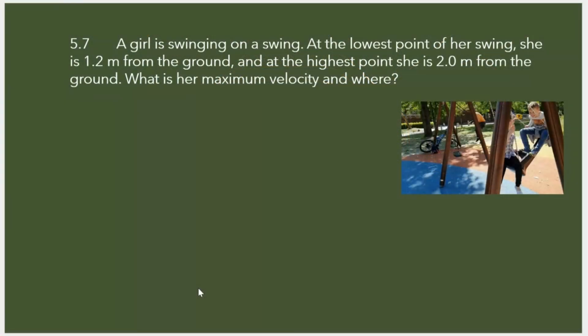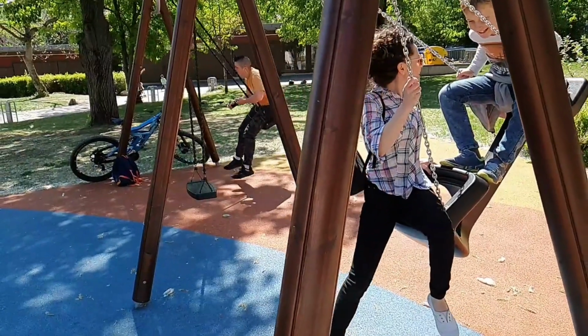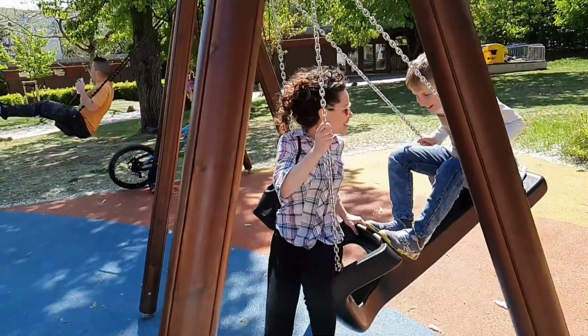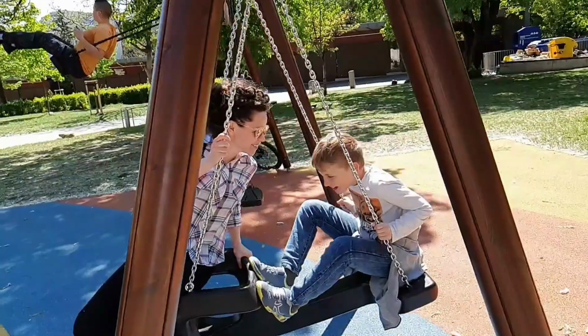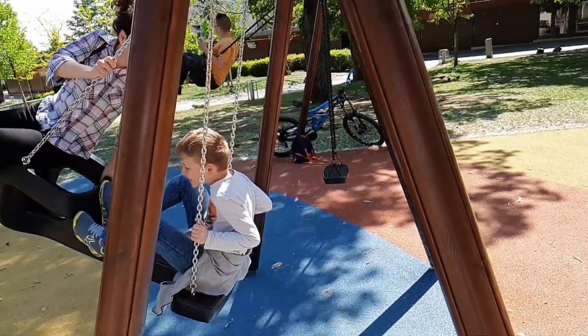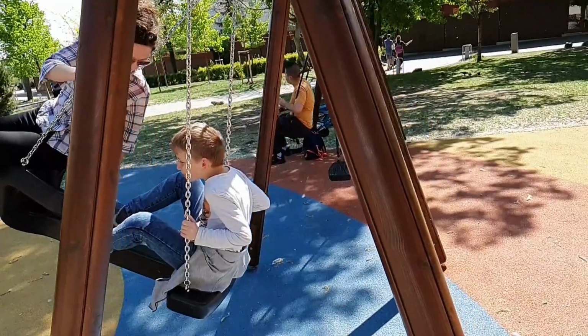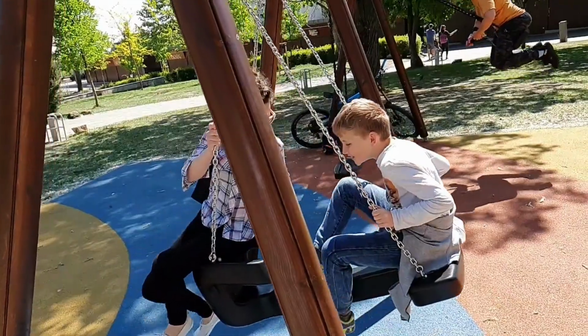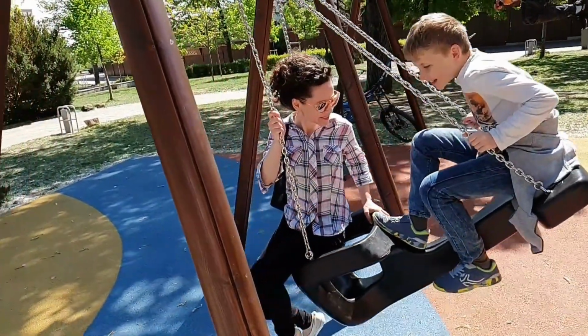Dear students, today we will solve the seventh numerical from chapter number 5. This is physics class 9. The question states that a girl is swinging on a swing. At the lowest point of her swing, she is 1.2 meter from the ground, and at the highest point, she is 2 meter from the ground. What is the maximum velocity of the swing?